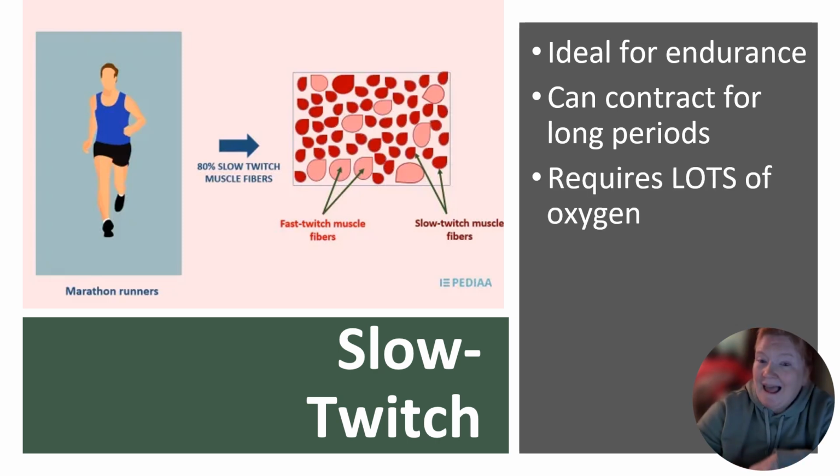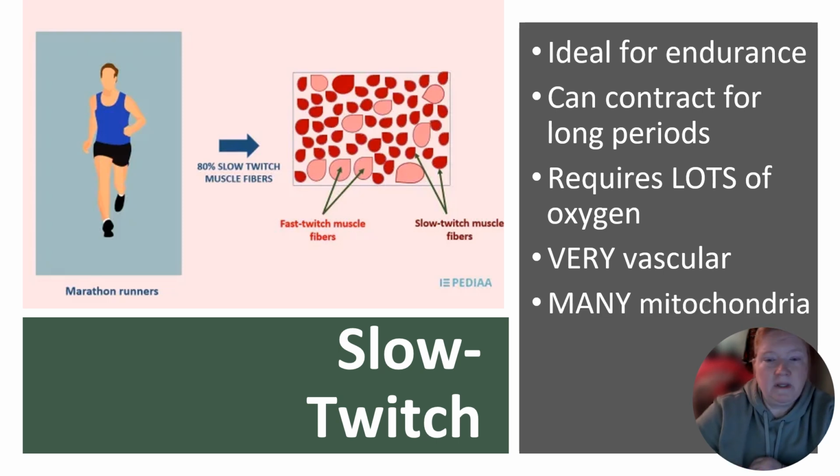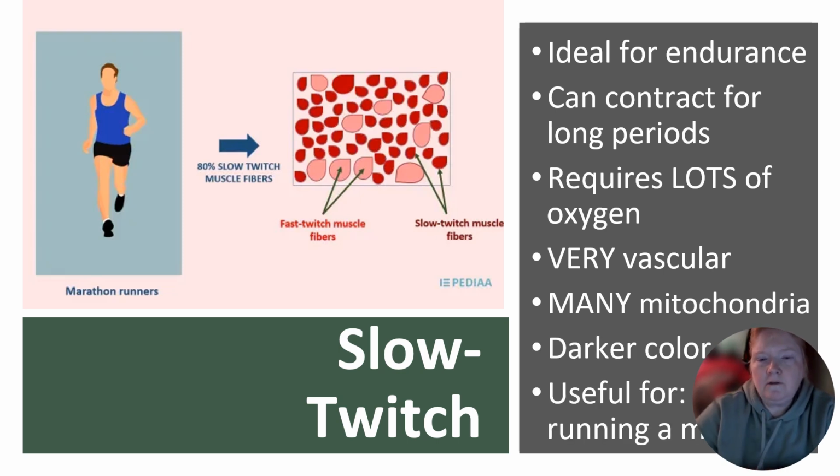They require a lot of oxygen, so they're very vascular, and that's why they are darker in color. They have many mitochondria to make use of all that oxygen. Okay? And they're ideal for running a marathon, something that requires endurance.